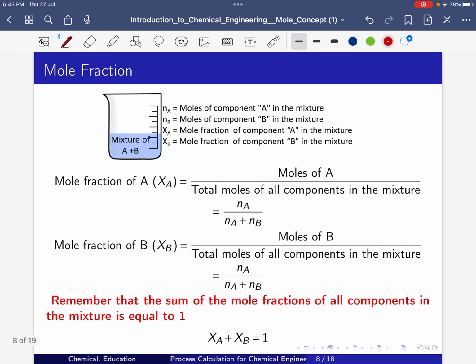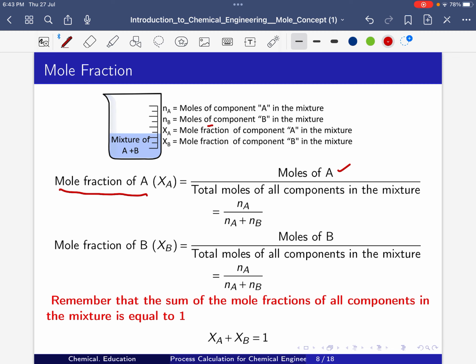Now I'm talking about mole fraction. In a container, two components are there, A and B. Na is the moles of component A in the mixture and Nb is the moles of component B in the mixture. Now what will be the mole fraction of A, denoted as XA? It is the moles of A over the total moles of all components in the mixture. Here only two components are there, so Na plus Nb.